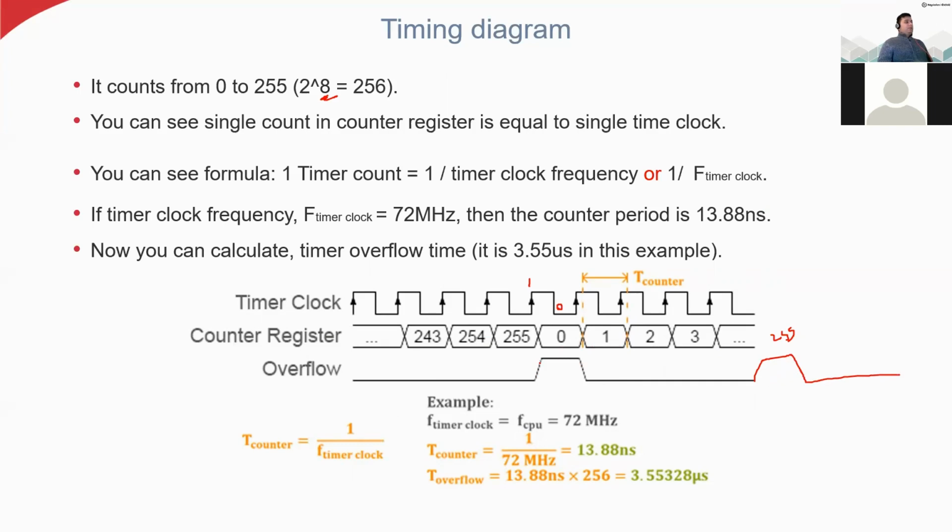Okay, so here you should know some simple formulas. One timer count is equal to 1 divided by the timer clock frequency. So let us say timer clock frequency. What is timer clock frequency? Each microcontroller has its own clock speed. So this is the microcontroller.